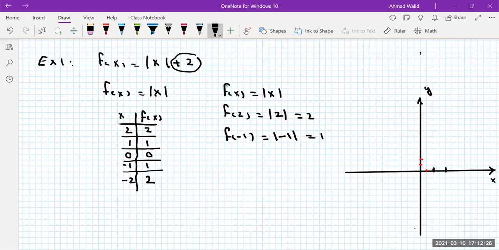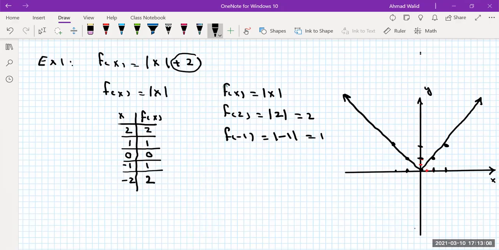X1, X2, Y1, Y2. 2 and 2 will be here. 1 and 1 will be here. X0, Y0 here. X -1, Y1 will be here. X -2, Y2 will be here. And if I connect these points, it gives me a V shape, which the vertex is at 0, 0. That's my parent graph, correct?